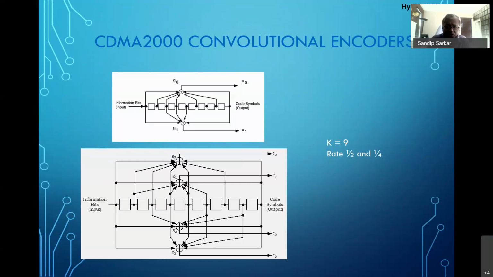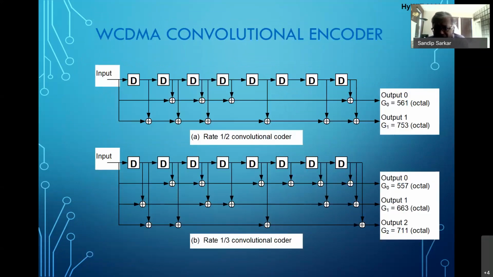If you look at the convolutional coder that was used in CDMA2000, which is the North American system, these are constraint length 9, K equal to 9, convolutional codes of two kinds, rate half and rate 1/4. So this is the convolutional code structure that was used. And the corresponding structure in WCDMA is given by this. One is rate half and the other rate 1/3, both with constraint length 9. So these are just examples.